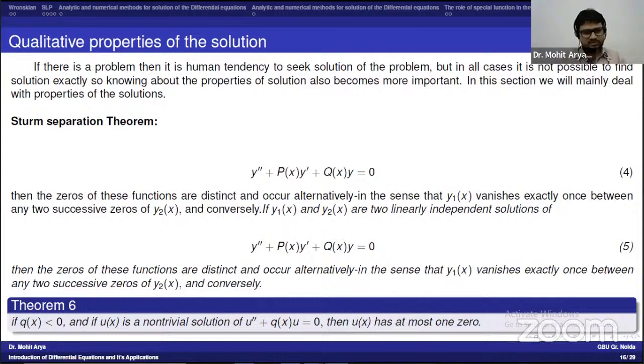The next theorem we will study here: if q(x) is negative and if u(x) is a non-trivial solution of u double dash plus q(x) u equals 0, then u(x) has at most one zero.